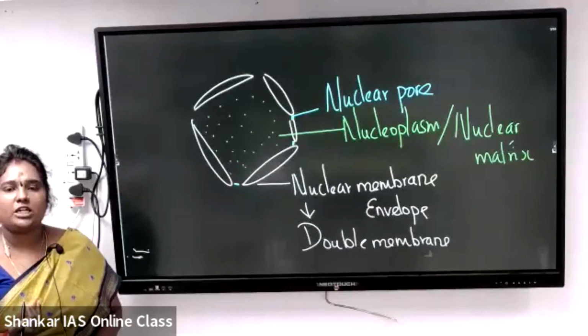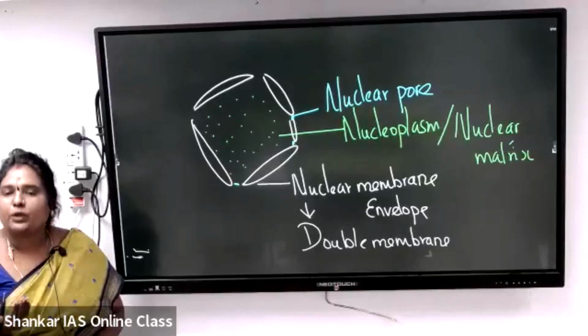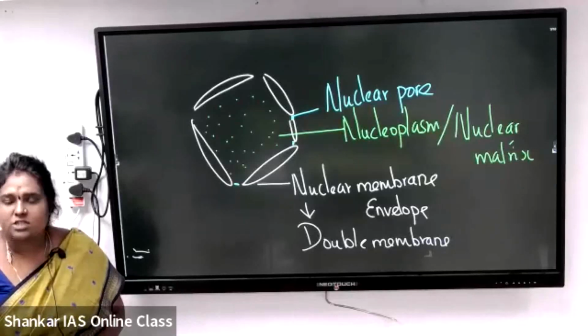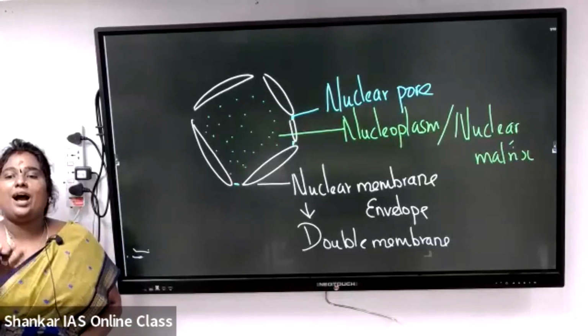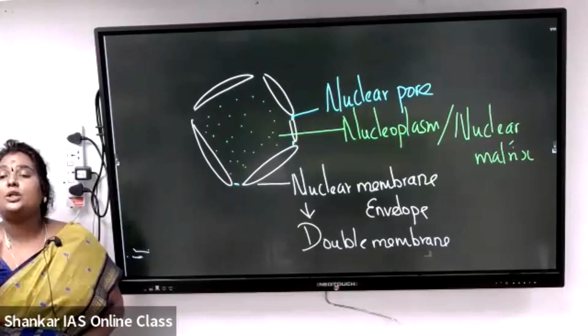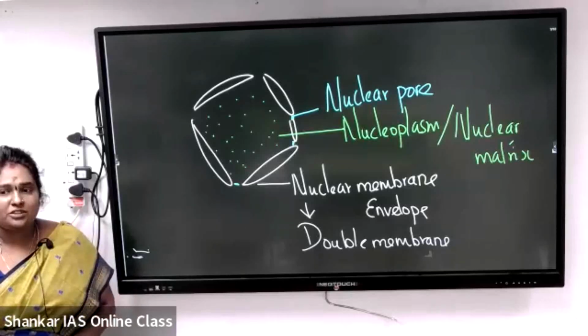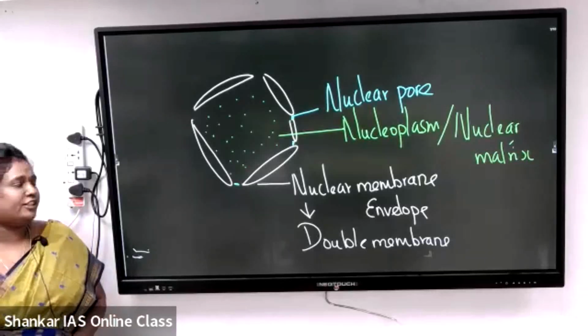So what are the things we understood now? Now we know it has a nuclear membrane, and this nuclear membrane is not continuous, so it has pores. Inside the nucleus, the cytoplasm we call nucleoplasm. You understood the three terms now clearly. Now we come to the fourth term.